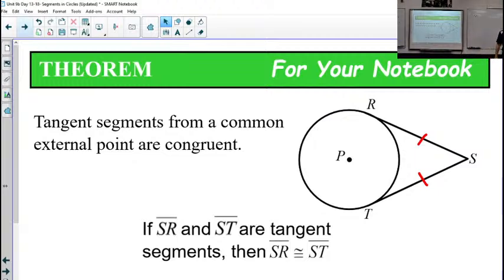Tangent segments from a common external point are congruent. So when we have this diagram where I have everything coming outside the circle, so I don't have a whole thing that's crossing through inside, I have both of them being tangents. I have a tangent here crossing along outside. I have a tangent here crossing along outside. Coming from the same point, common external point, they're going to be congruent. In other words, in my equations, I'm going to set them equal to each other.